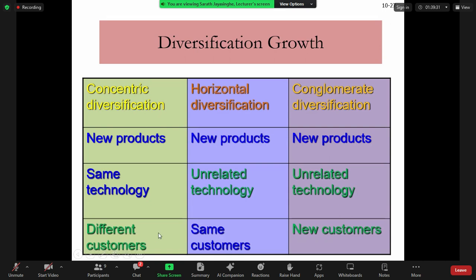Can you give some example? Any example? Here, horizontal diversification: new products, unrelated technology, same customers. Here, conglomerate: new products, unrelated technology, new customers.